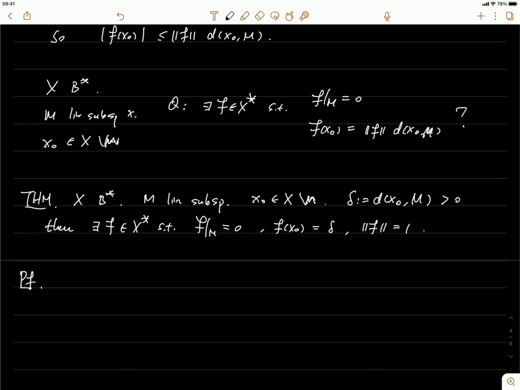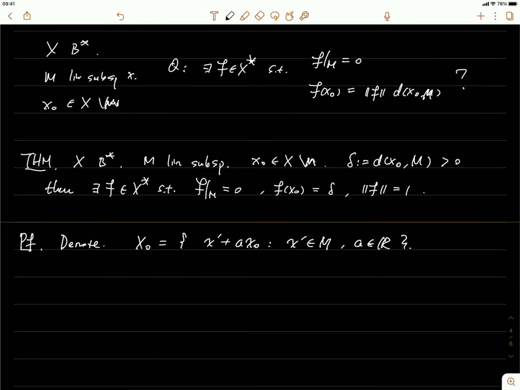Okay, to prove this, let's think about the following linear subspace, X naught. This X naught is, I should say, all the elements that look like this, X prime plus A X naught, where this X prime is from the M, and the A is from R. Okay, and X naught is as given in the theorem.